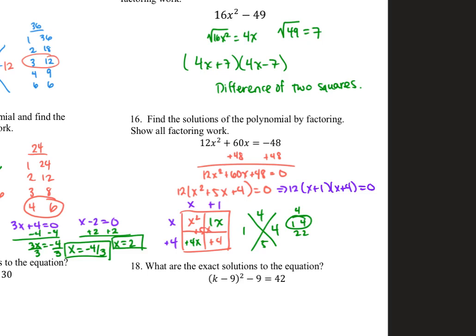And now we're just going to use zero product property. So we know 12 can't equal 0, so we're just going to set these factors equal to 0. X plus 1 equals 0. Subtract 1. So x is negative 1. There's one solution. And then I have x plus 4 equals 0. I'm going to subtract 4 from both sides. So x equals negative 4.